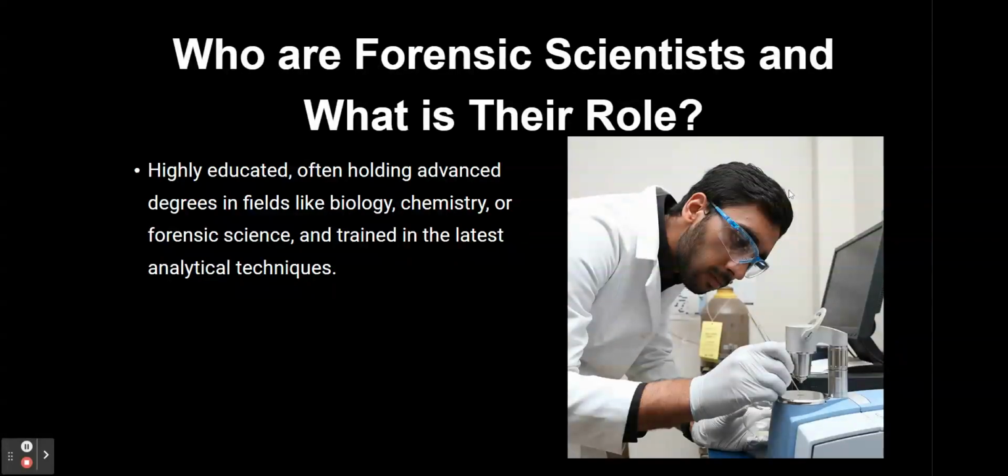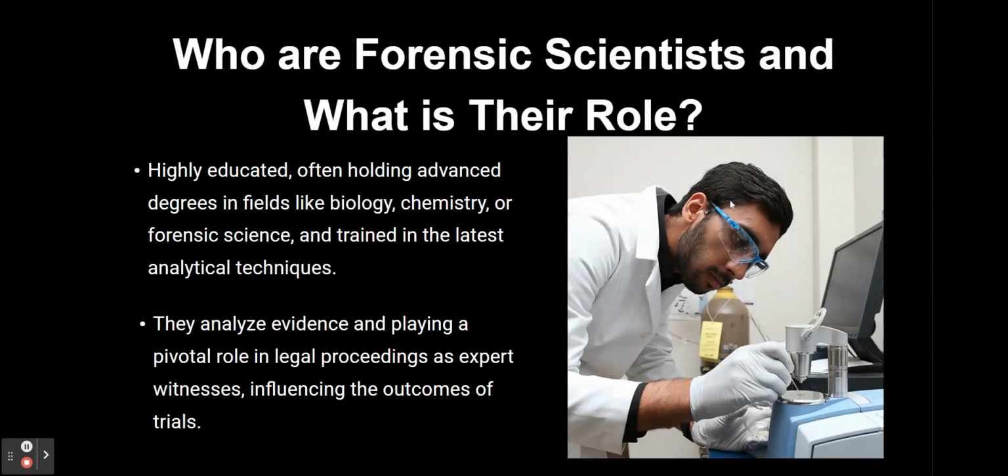And like we've seen in previous lessons, forensic scientists are going to work in these labs, and they're highly educated. They often hold advanced degrees in fields like biology, chemistry, forensic science, and they get trained in all these techniques that we've been discussing. And the evidence that they analyze and their conclusions become very important in trials. Forensic scientists are often expert witnesses that have to attend trials and state their findings.